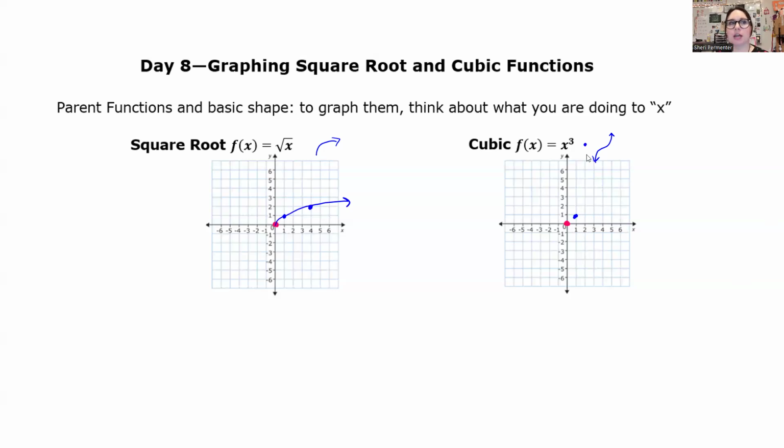And these have this shape where they reflect. It's also going to go over here, -1, -1, and then it would be -2, and then -8. Be way down there. So now when I connect the dots here, it's not just a straight line. I have to kind of curve through. So I will go like that and then curve down like that. So these are my basic shapes of the square root and the cubic function.